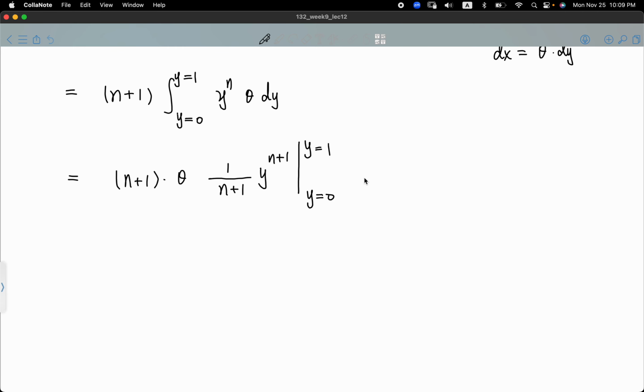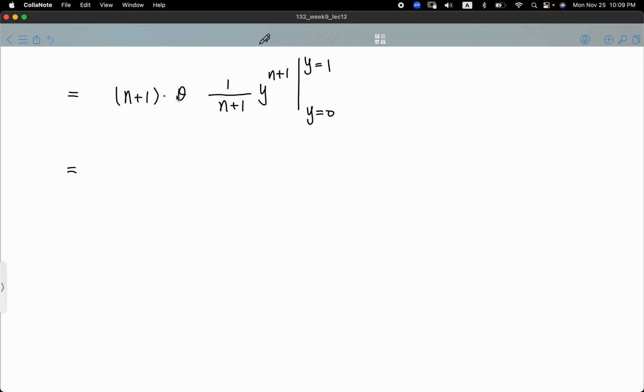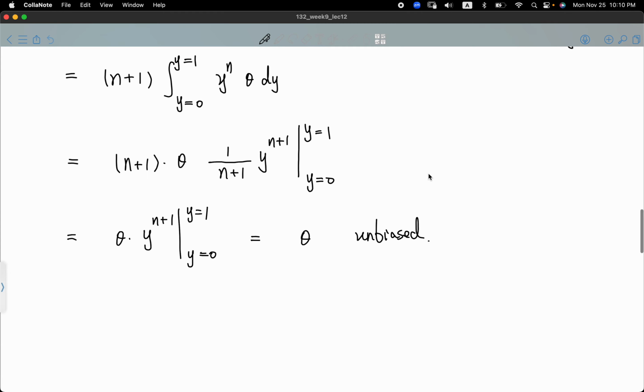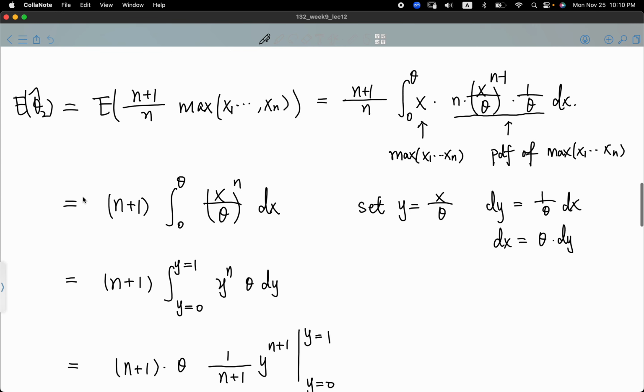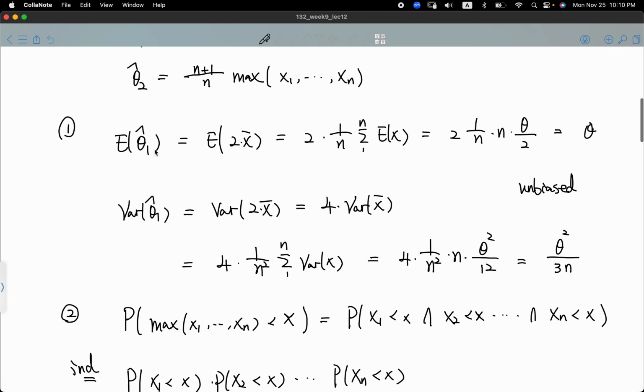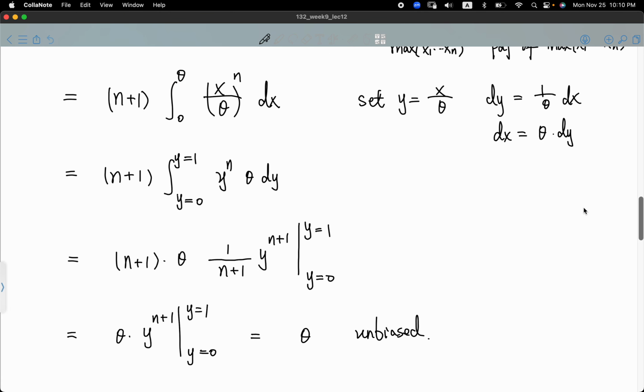So let's see. You will have the n plus 1 cancel out with that. You will have that part remaining, and this will give you, because the y can take 1, so this one will evaluate to 1, so you will have this equal to theta, and then you have an unbiased estimator. So the expected value of theta 2 hat is equal to theta, similar to the expected value of theta 1 hat being equal to theta. So both of them are unbiased.